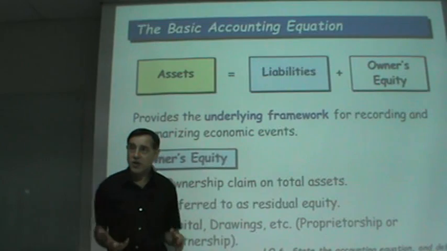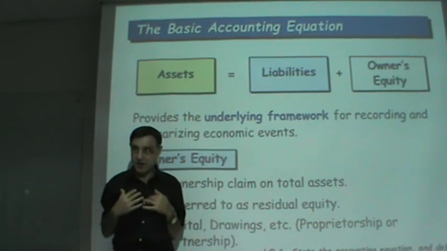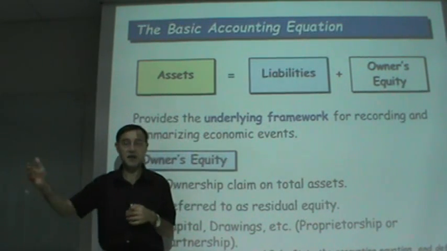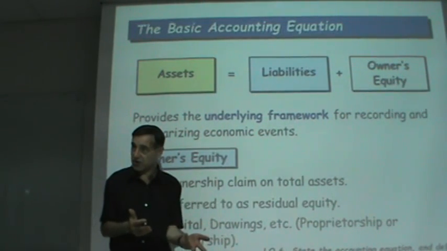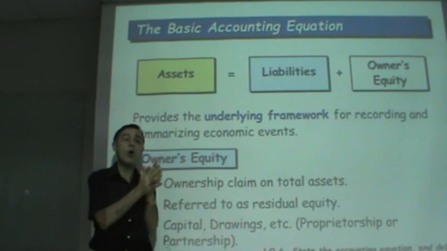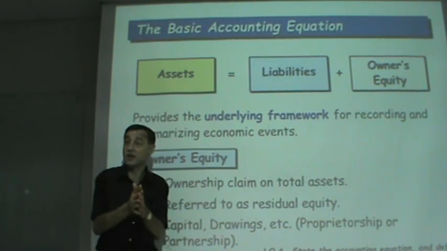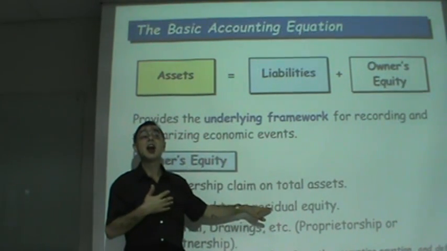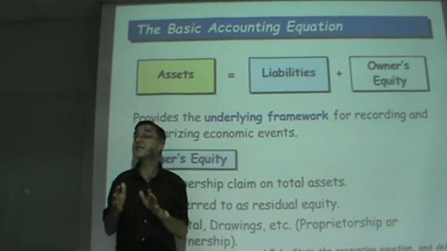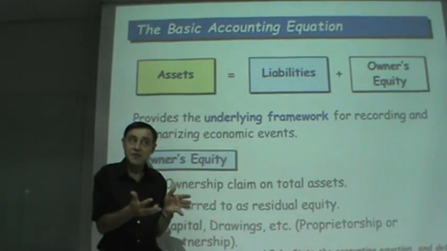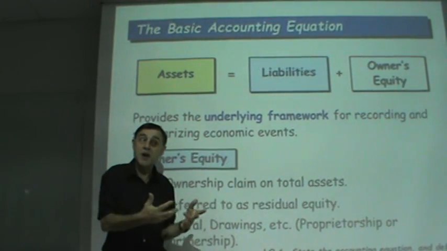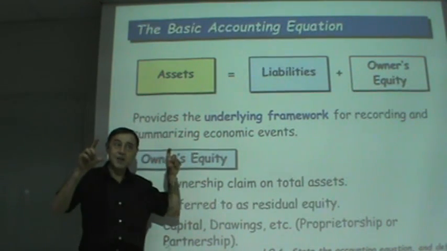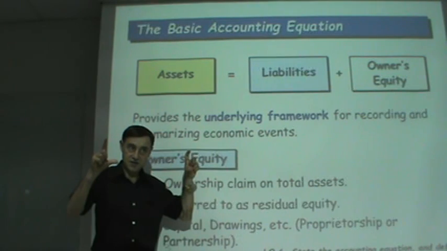So the owner can claim only after everybody else gets paid. We call these creditors, okay? So after all creditors get paid first, the owner gets paid last. Whatever is left. If there is money left, he gets paid. If there is no money, he doesn't get paid, okay? And of course, the payment we call dividends, okay?